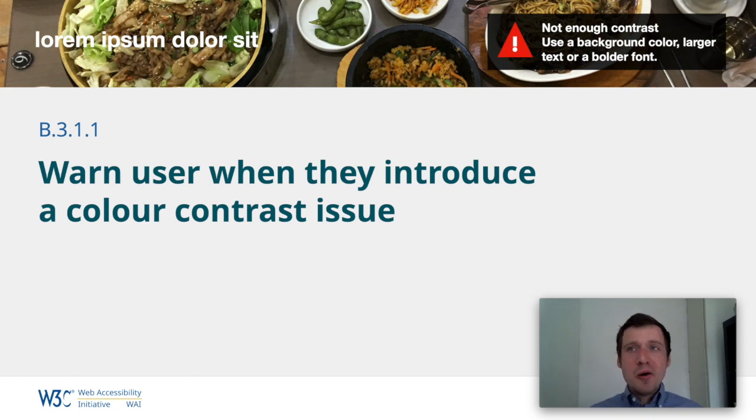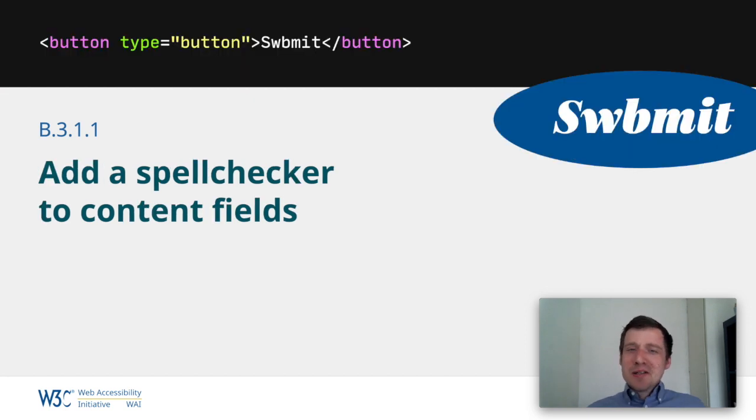A tool could help. It could say, well, this is not enough contrast. You've just reduced the contrast and made it illegible. And it could also suggest solutions, like maybe put a background color underneath the text, or make the text larger, or use a bolder font, or all of the above. It could even offer these as options and say, let's do this automatically. Imagine the possibilities. Something else authoring tools could help with is spell checking.